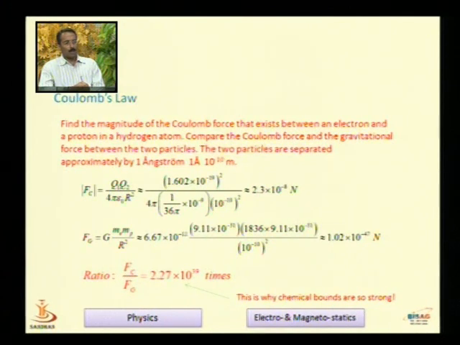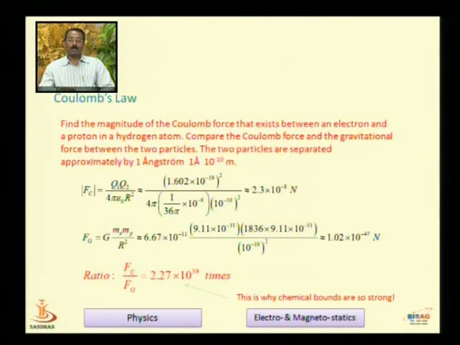Write down the Coulomb force, the magnitude of the Coulomb force. It is Q1 Q2 divided by 4 pi epsilon 0 r square. And we know the charges on the electron and proton, that is 1.602 into 10 to the power minus 19. As I said, the charge on electron and proton are the same, so here Q1 and Q2 both are the same. So we are taking the square.